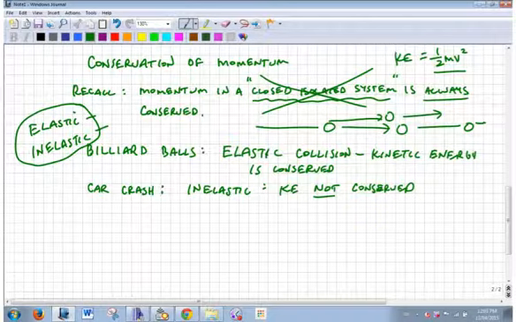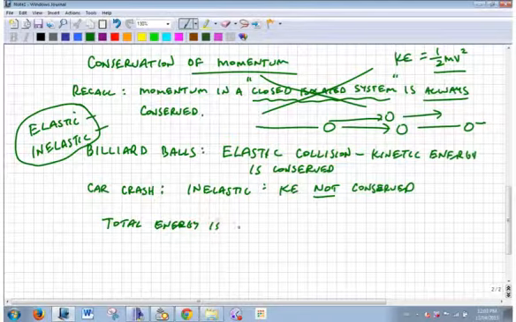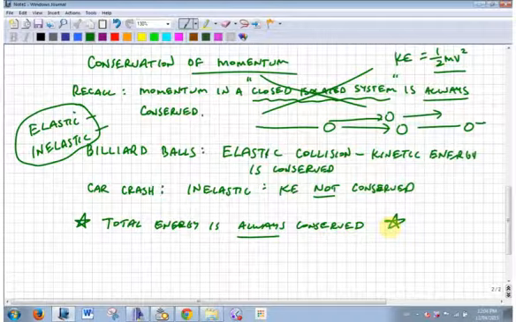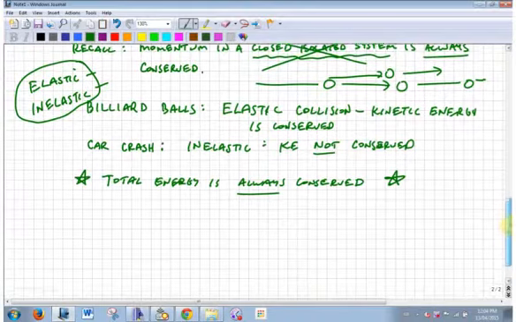Momentum's always conserved. Actually, total energy is also always conserved. But kinetic energy is just one part of the energy. So conservation of energy always holds, but not for kinetic, only across other forms.